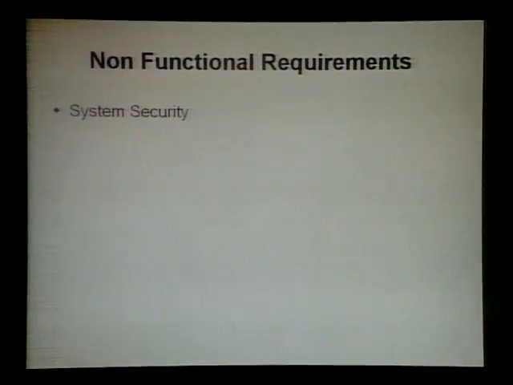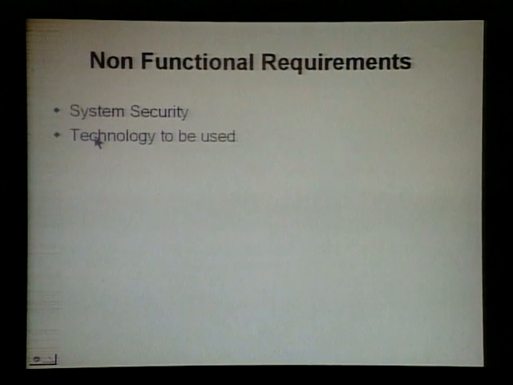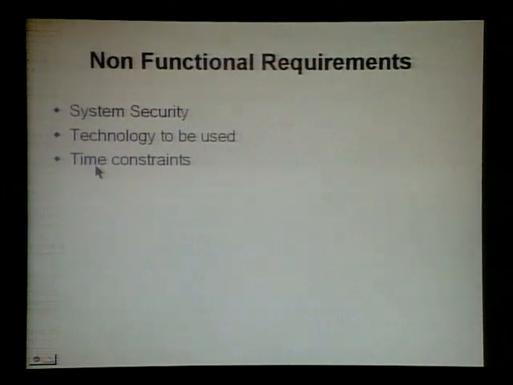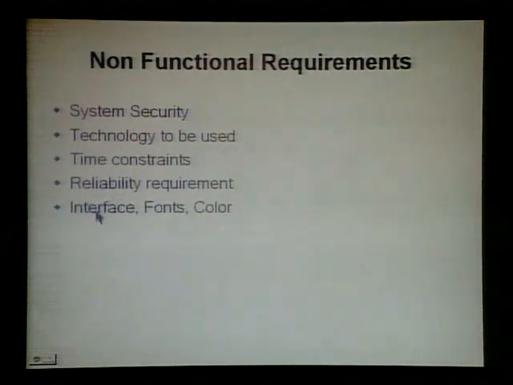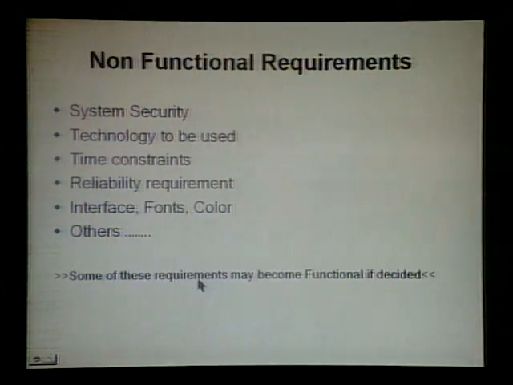Dear students, before proceeding to the next slides, let us have a look at the non-functional requirements of this system. These can be system security, the technology to be used to develop this system, and the time constraints, the reliability requirement for this system, interface design that may include selection of fonts and colors, and there are many other non-functional requirements that may arise during this process. Some of these requirements may become functional if decided.